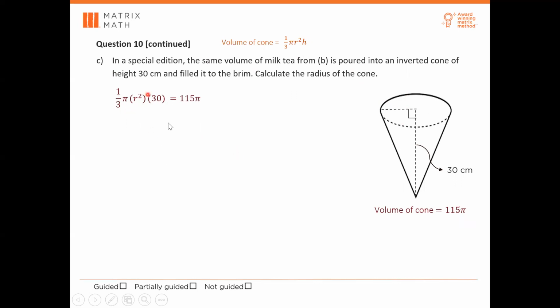I'm just going to simplify the left-hand side, so that'll be 10 pi r squared. Notice I have pi on the left side as well as on the right-hand side, which means I can simplify it further by dividing pi on both sides. So we can go on to find r squared, which will be 11.5. And of course, I can square root to find the radius of the cone, which will be 3.39116. And that's all we want: calculate the radius of the cone. So just round it off to 3SF.